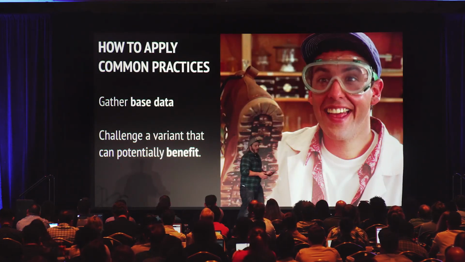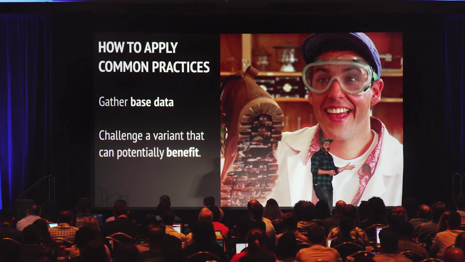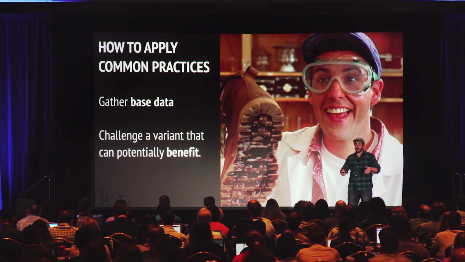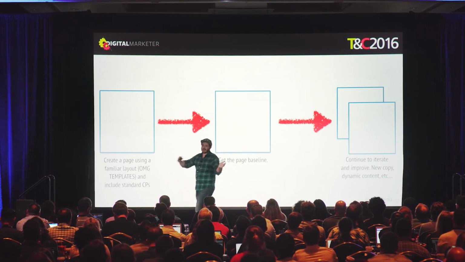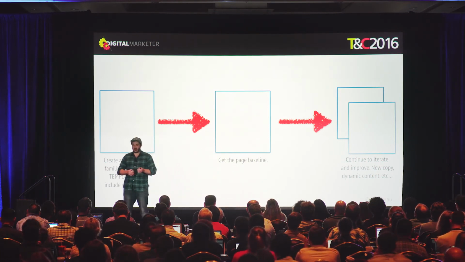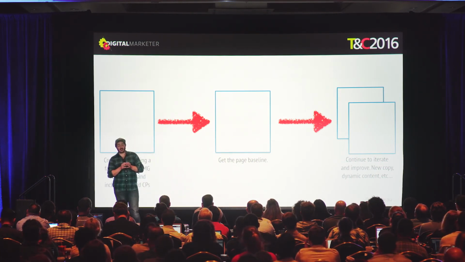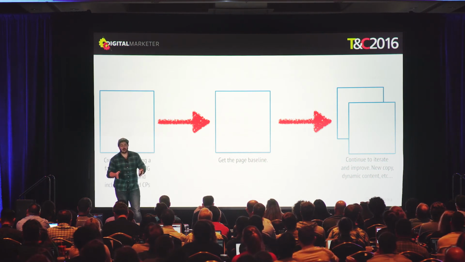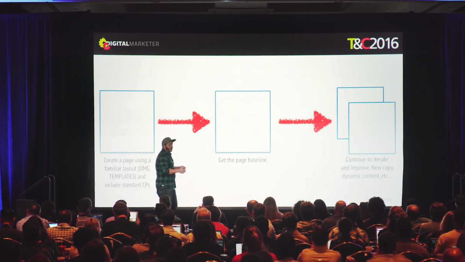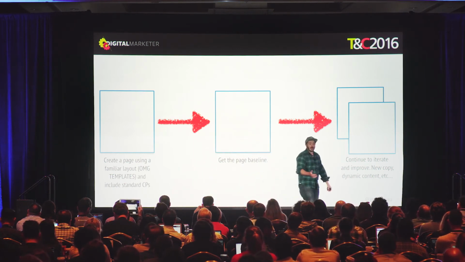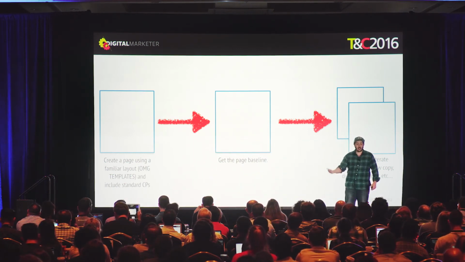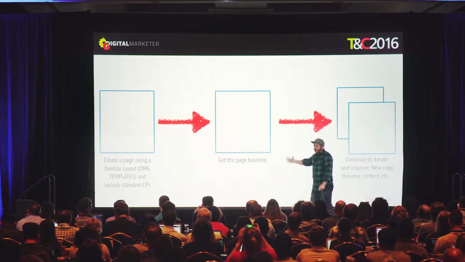And how to apply common practice, I like to gather base data on things and then challenge with a variant that can potentially benefit. So say you have a new page you're creating, and you're like, I need a landing page for this. You're not going to just go, well, let's see here, I'm going to try and reinvent the wheel. You're not going to do that. Create a page using a familiar layout, templates, whatever, I don't care. And include some standard common practices there, insofar as they help articulate your message. Get your page baseline, test and iterate.